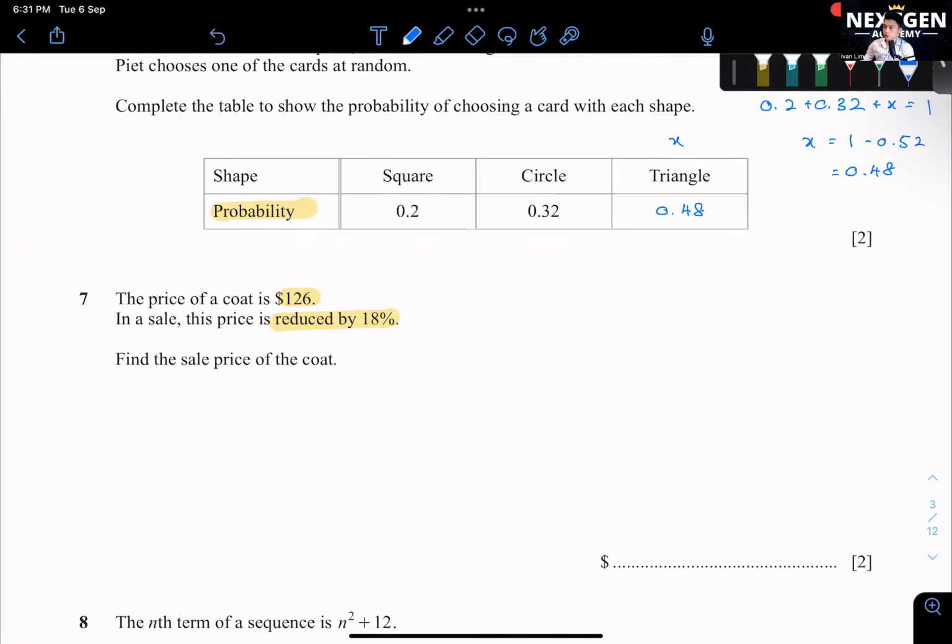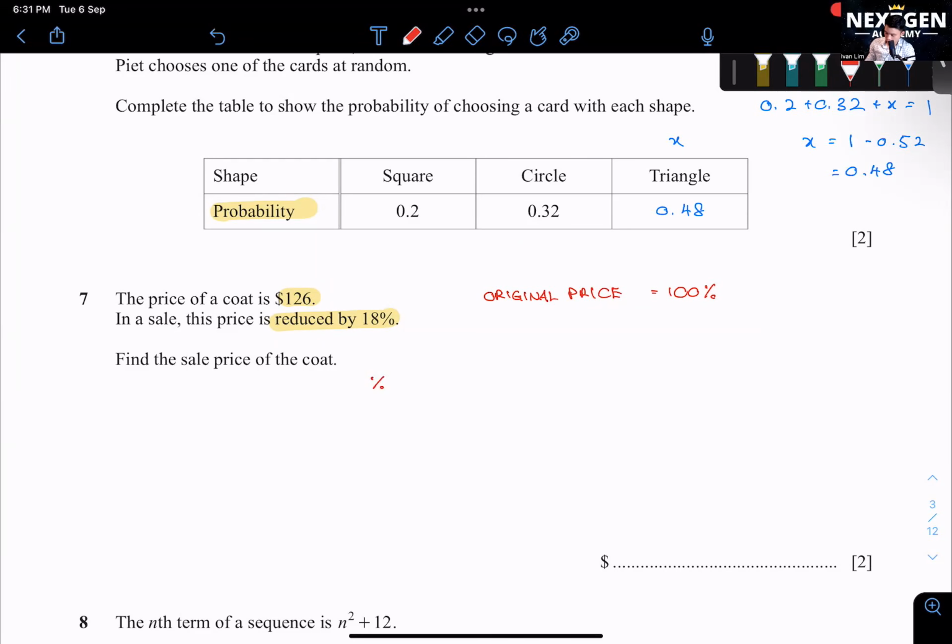So this one is reduced by 18%. You all have to be careful. I saw some of you, I think in paper 4, calculate the percentage wrongly. Always remember this fact: your original price will always be the one that is 100%. You can use the ratio method. This is what I would advise you all to do if you are not sure.